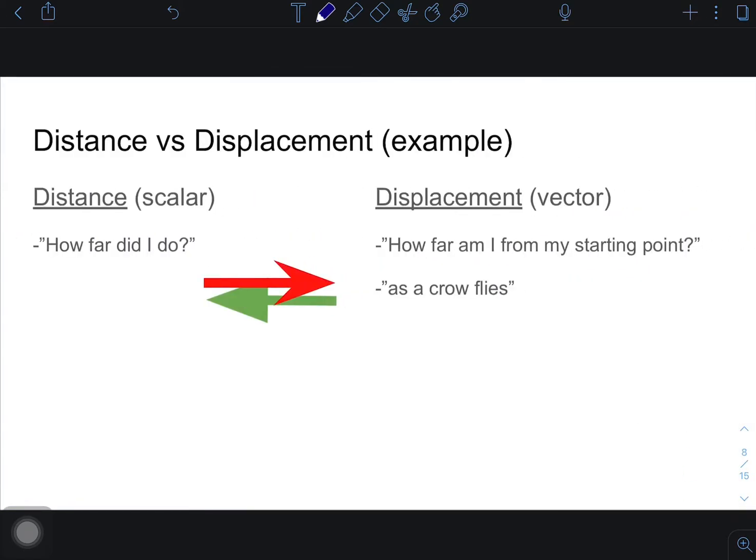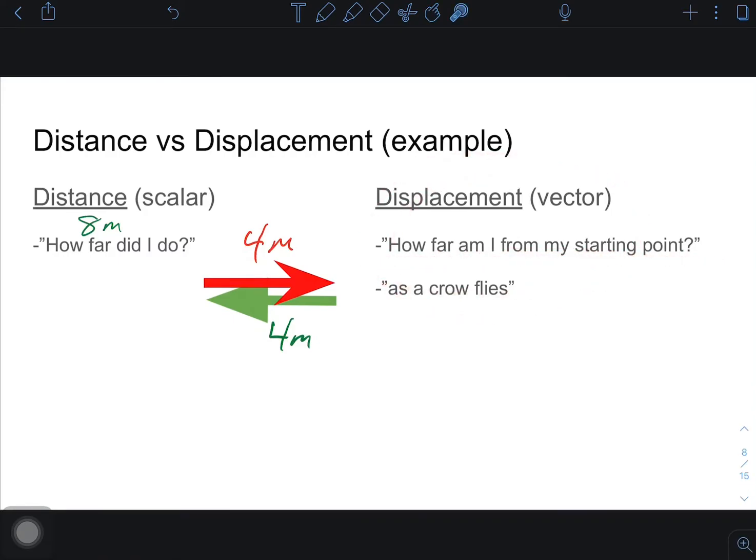The last example I want to go through for distance and displacement is this one that often kind of messes with people. Say, well, how far did I walk? Well, I walked 4 to the right and I walked 4 to the left. Well, distance walked, that one's pretty easy. I walked 8 meters.